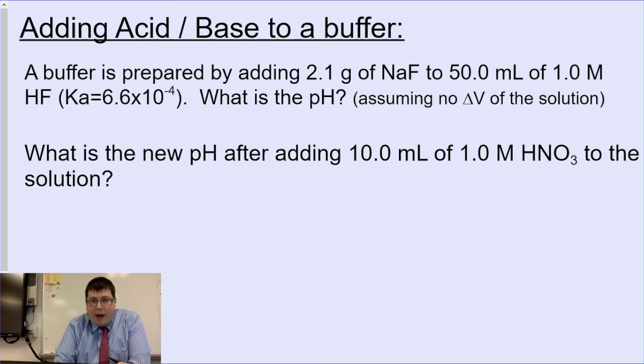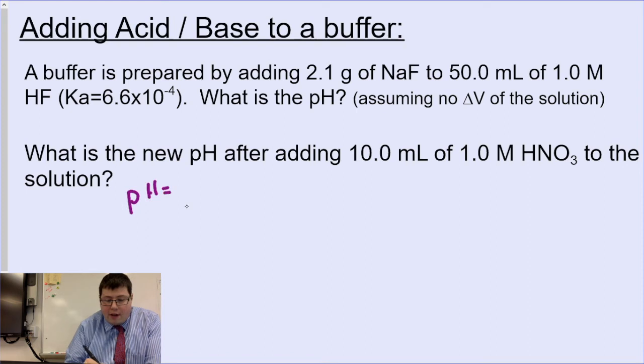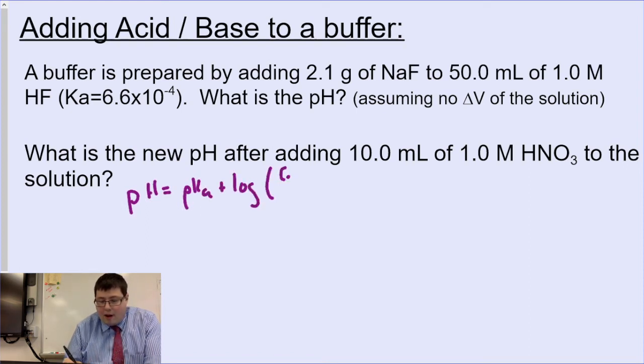Well, to first find the pH of our buffer, let's go ahead and try to use our new Henderson-Hasselbalch equation. So pH equals pKa plus the log of the concentration of base divided by the concentration of our acid.